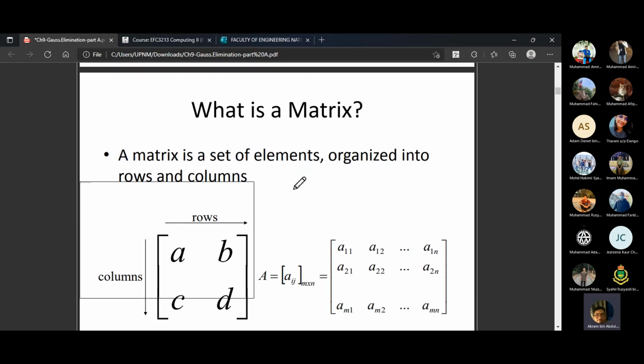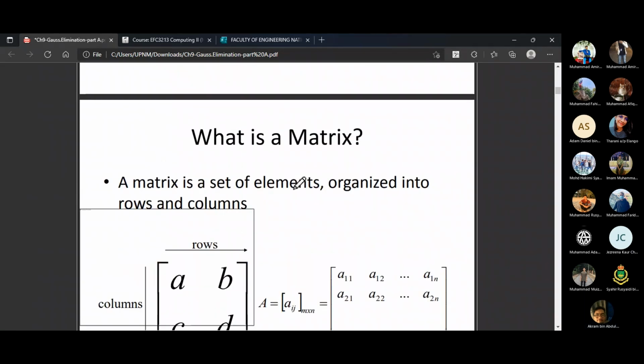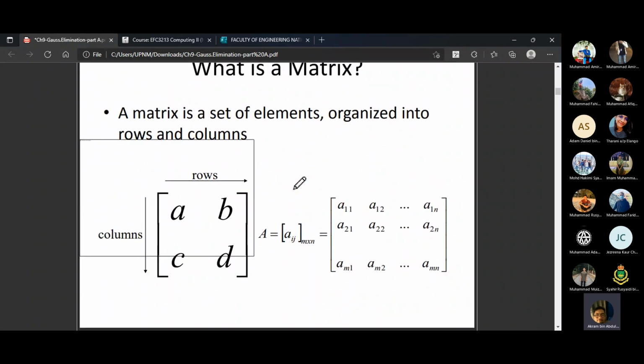So let us flash back: what is a matrix? A matrix is a set of elements organized into rows and columns. And rows, so what is a row? A set of horizontal elements, we call it a row, while a vertical set, we call columns.